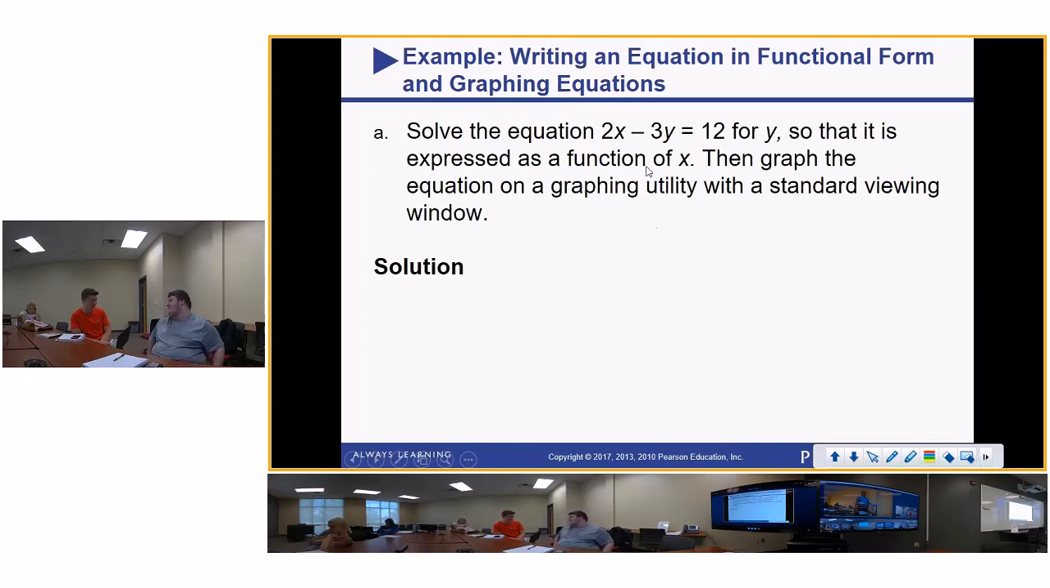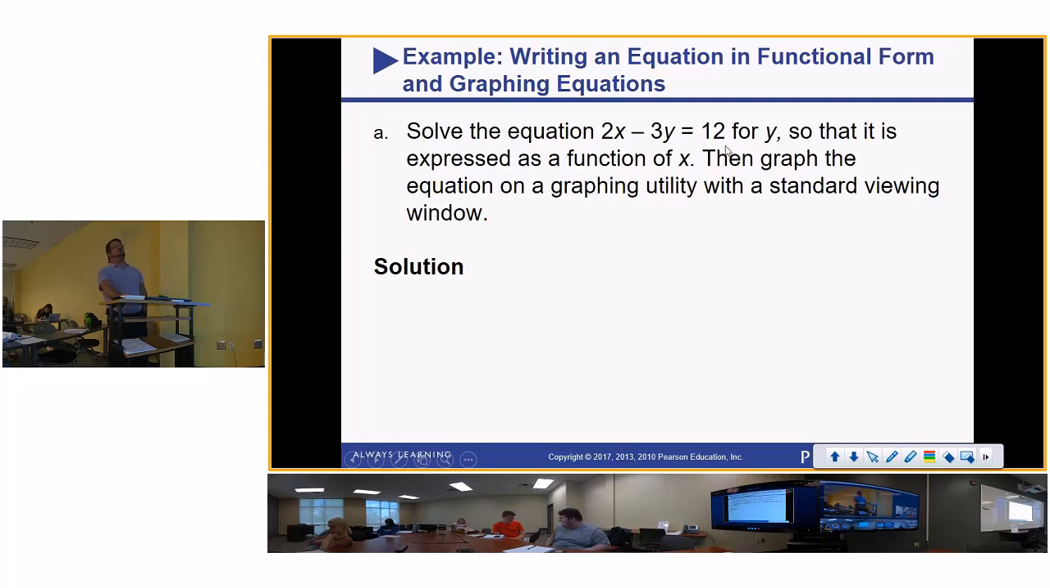Solve the equation 2x minus 3y is equal to 12 for y so that it is expressed as a function. Then graph the equation with a standard view in a window. I'm not going to do that. Just write it down and solve. You just move the 2x over and divide by -3.